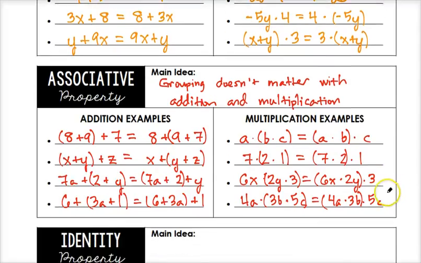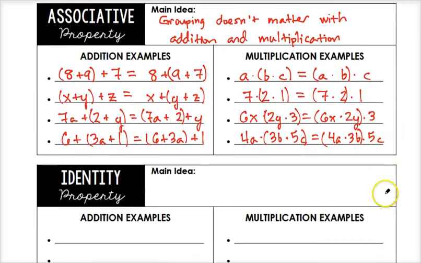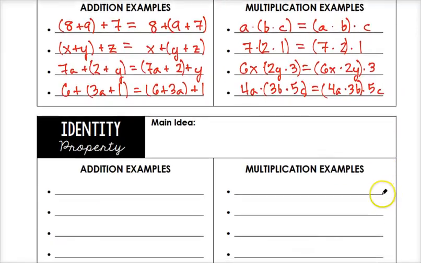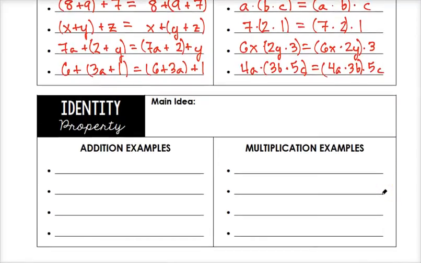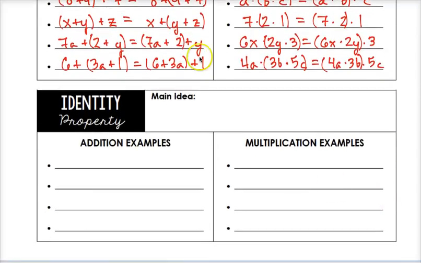Okay, so those are the two you're probably familiar with. The rest of these you may not know the names of, but you should be familiar with the main idea that we're going to describe. So the identity property has a pretty simple main idea. The identity property, its main idea is just that we keep the value of the number.